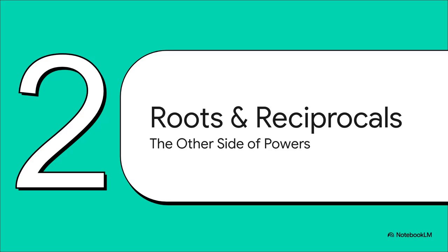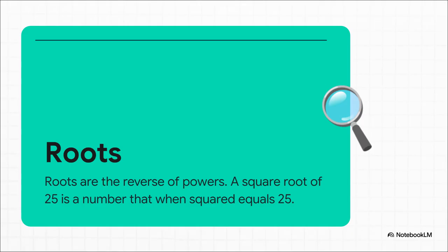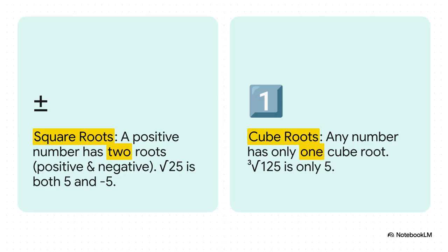In math, for pretty much every action, there's an equal and opposite reaction. So, if powers are all about building numbers up, what about breaking them back down? Let's take a look at the other side of the coin. So yeah, if powers are about building things up through multiplication, roots are about breaking them back down to find out where they started. They're basically asking the question, what number times itself gave me this result? It's the reverse operation.